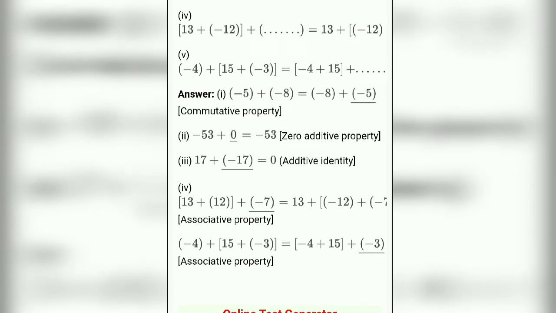Then question number 5. Minus 4 plus, in brackets, 15 plus minus 3, equals minus 4 plus 15, then again a bracket, again blank. Again it is the associative property. 3 numbers are present on both sides, with a plus sign in between. So it is the associative property for addition. It means that the 3 numbers on both sides are the same. Here minus 4 and minus 4, 15 and 15, so minus 3 is remaining. So here we need to put minus 3. Again it is the associative property.